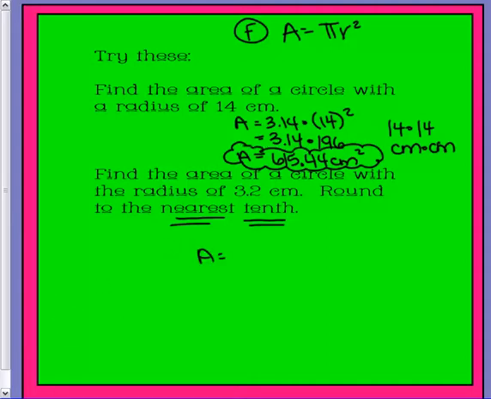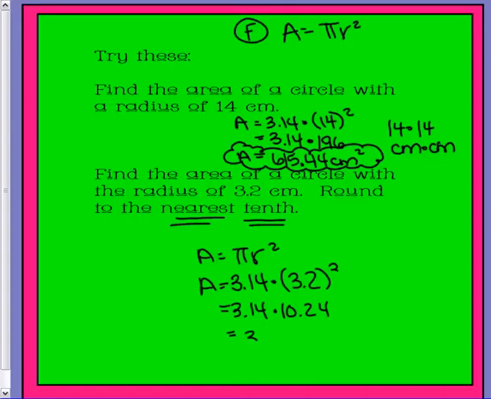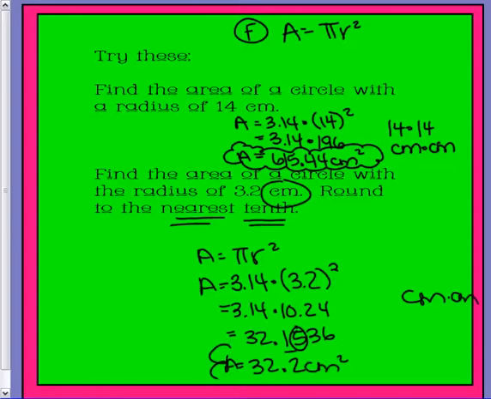Let's find the area of a circle. So pi r squared, we take and we square the 3.2 and get 10 and 24 hundredths. And so when we multiply that, we get 32 and 1536 ten-thousandths. They want us to round to the nearest tenth. So we get 32 and 2/10, and these are centimeters times centimeters, or centimeters squared. So that is our area.